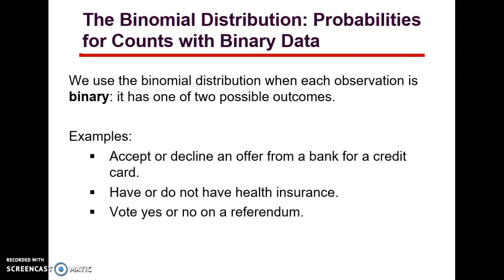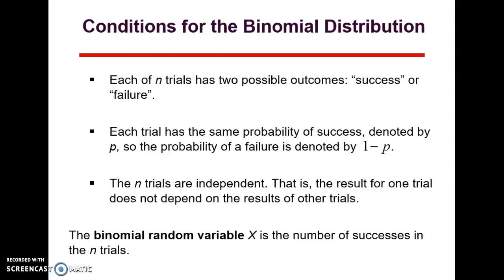So examples are a credit card offer. So you say yes or no. So these are things like married, not married, things that only have two possible outcomes. So you will have n trials. So this is known in advance how many you will have. And each one will be called a success or a failure.